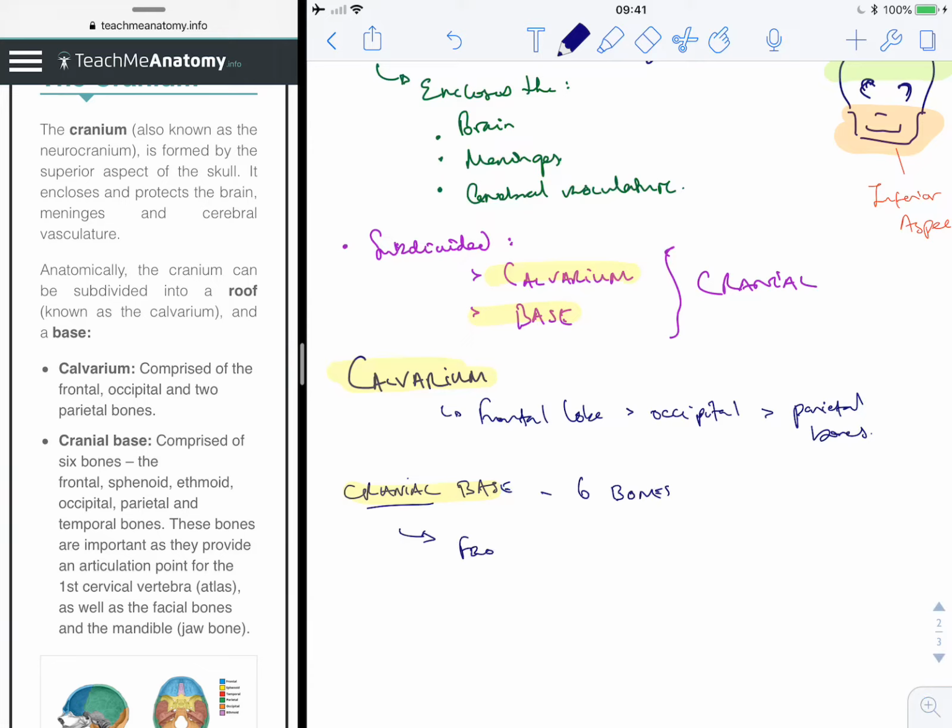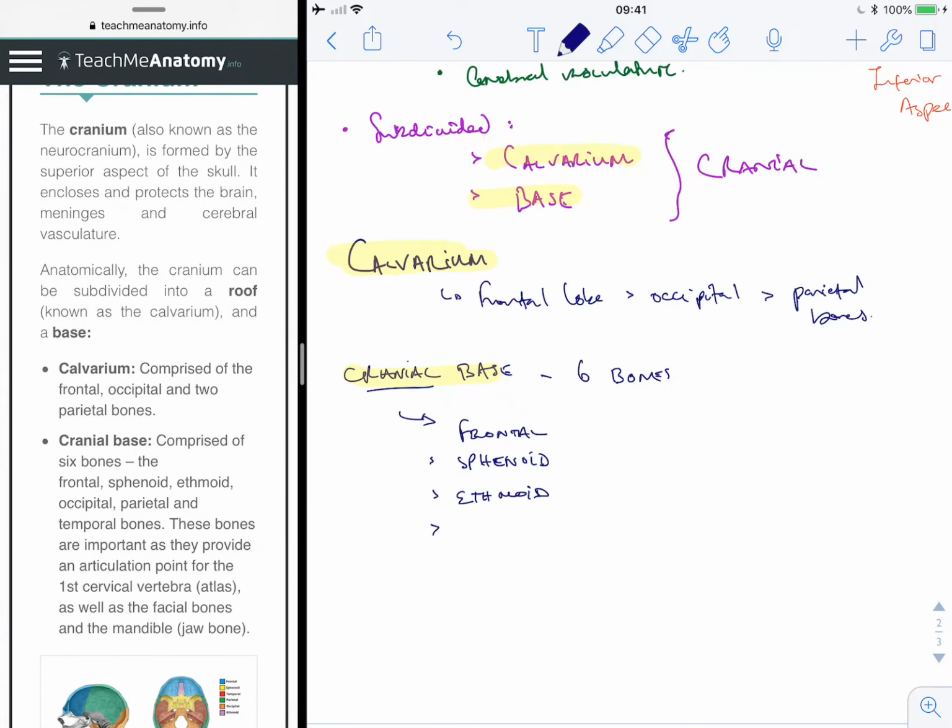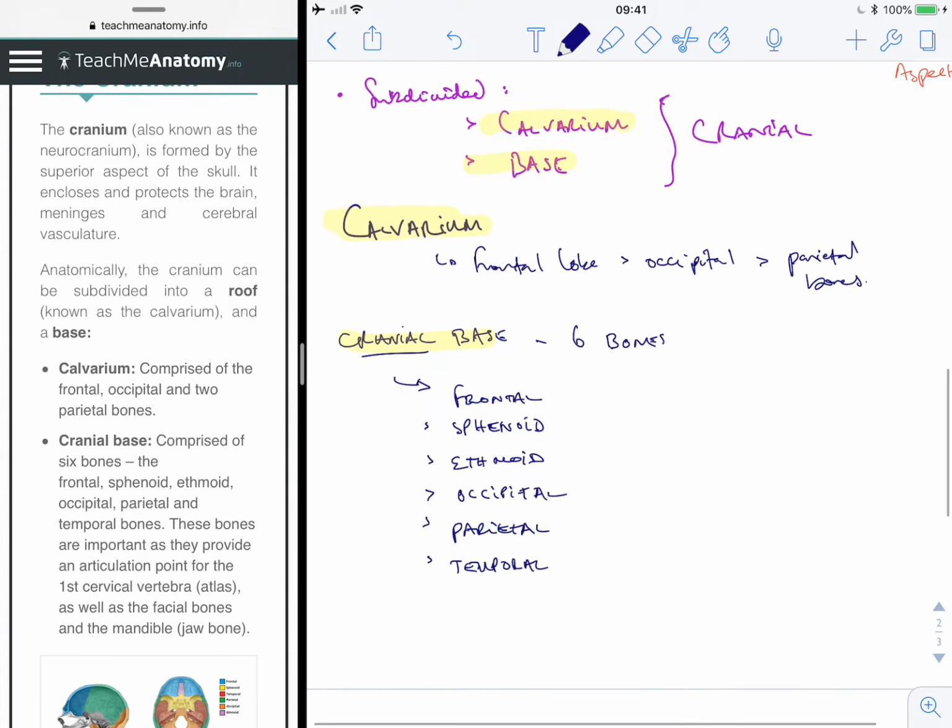The frontal bone, I presume. The sphenoid. The ethmoid. Occipital. The parietal and temporal bones. Well, I think I can assume what temporal is. Occipital, I would assume, is something to do with the eyes, so maybe that's the anatomically correct term for your eye socket. These are my assumptions. Frontal would be right at the front.